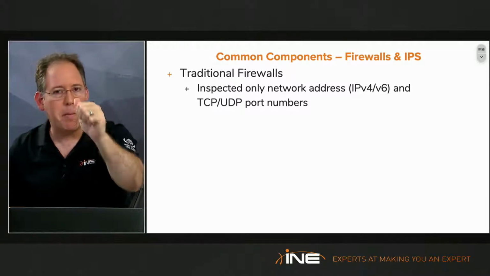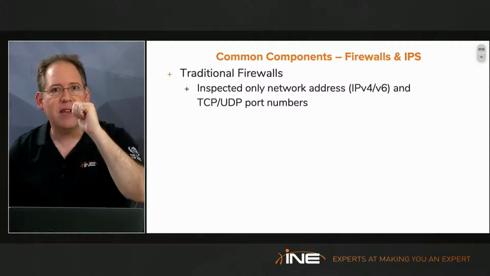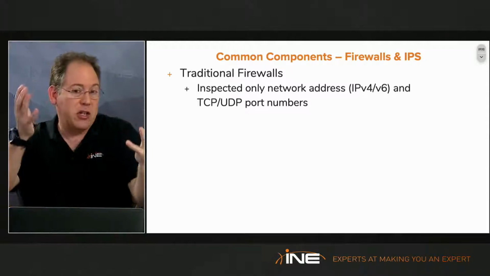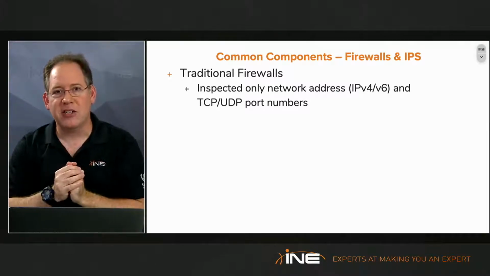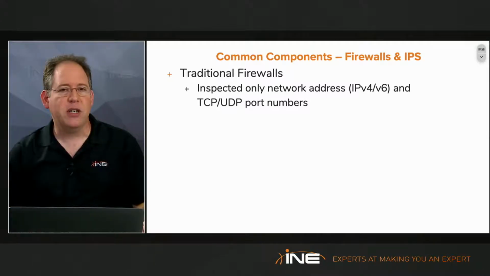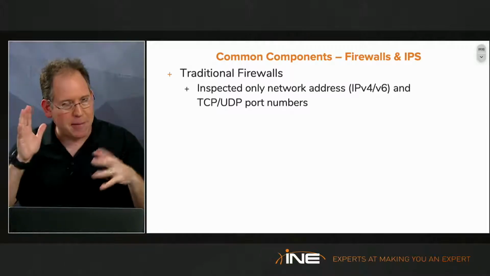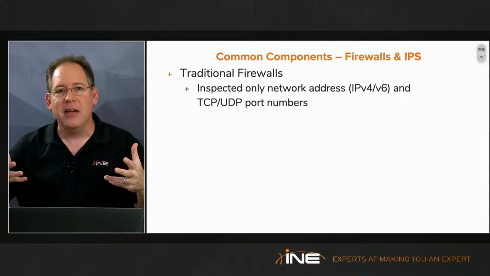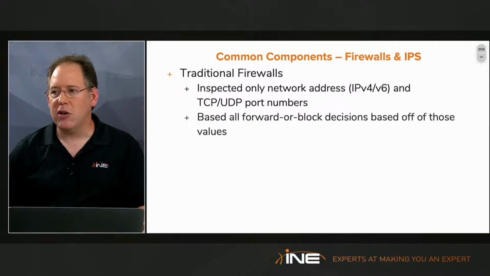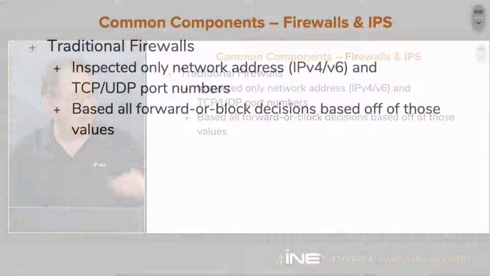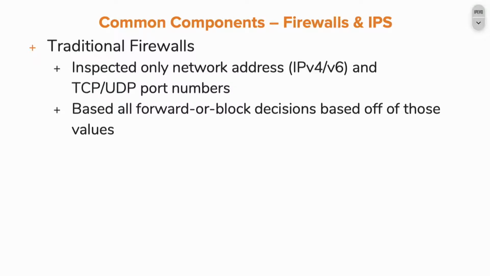And when data is coming back to you, the destination of that data as it comes in is going to be your laptop's address or your PC's address. Well, for original traditional firewalls, that was the primary thing that they looked at to decide, should I drop this data or should I allow it through? And that was called a traditional firewall. So forwarding or blocking decisions were primarily based off of just those values.